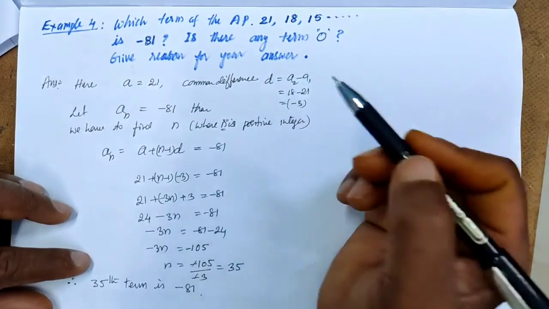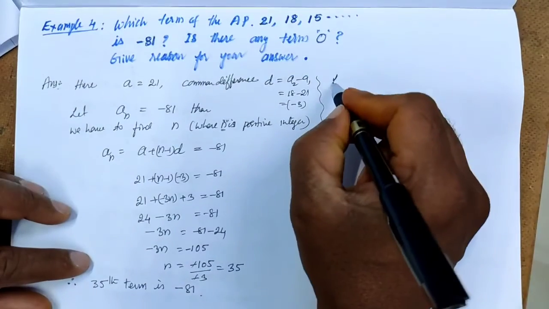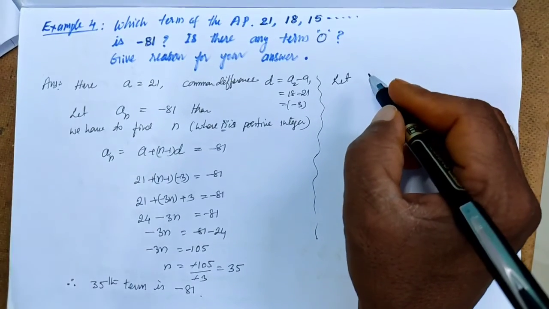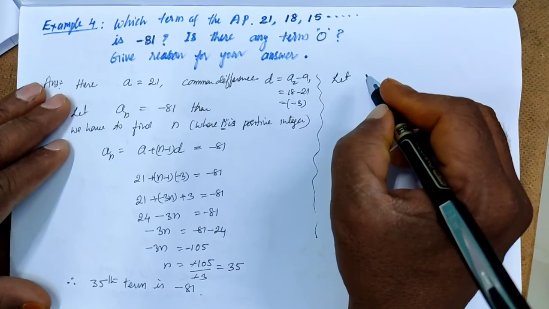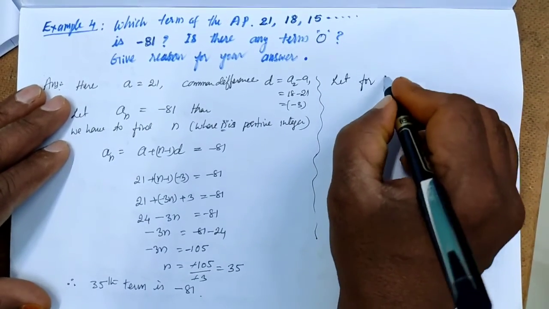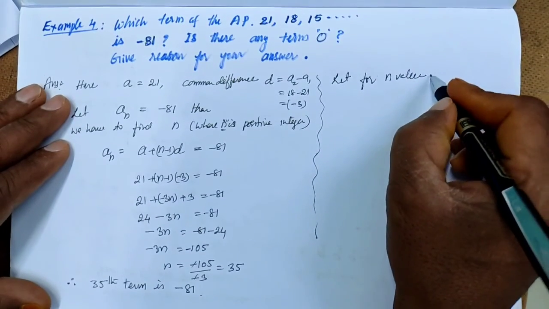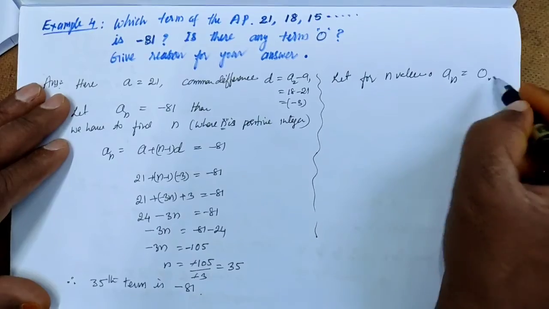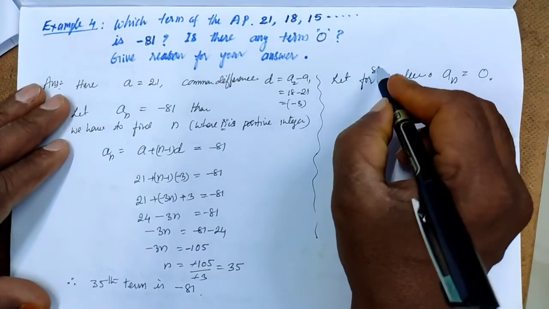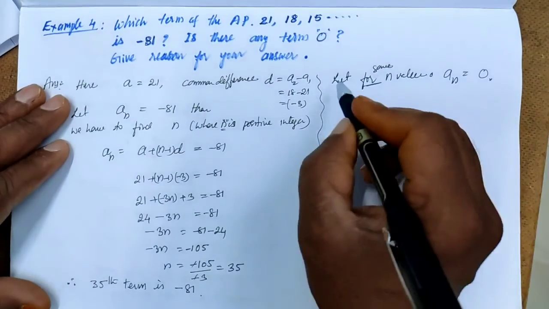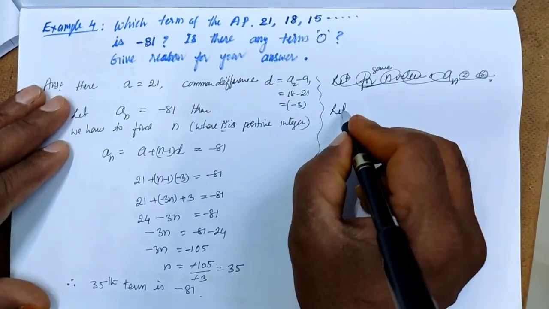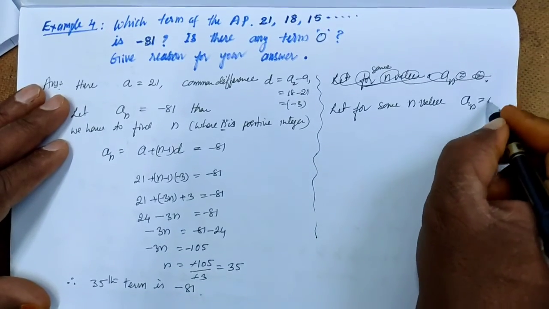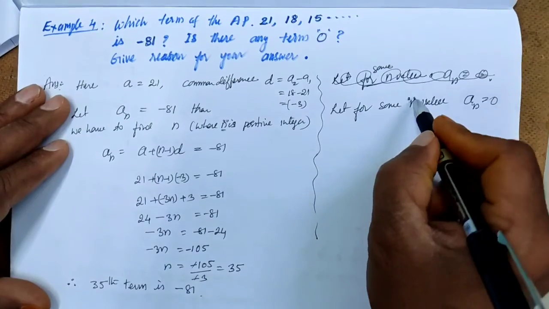Is there any term 0? Let, for some n value, an be equal to 0. Okay, let for some n value an is equal to 0.